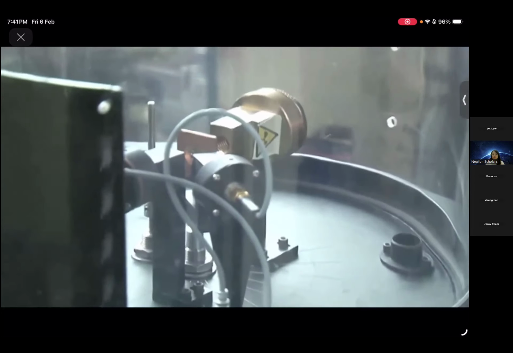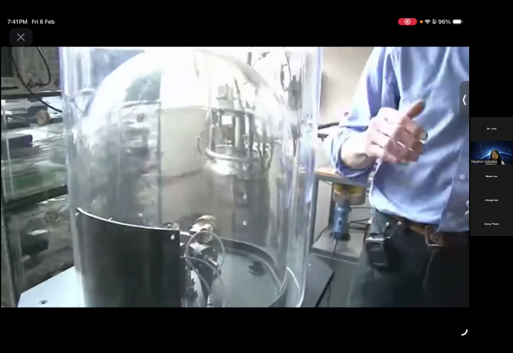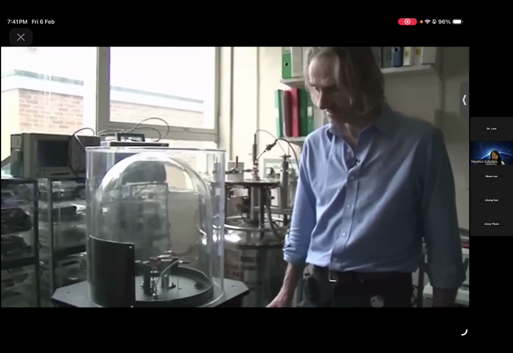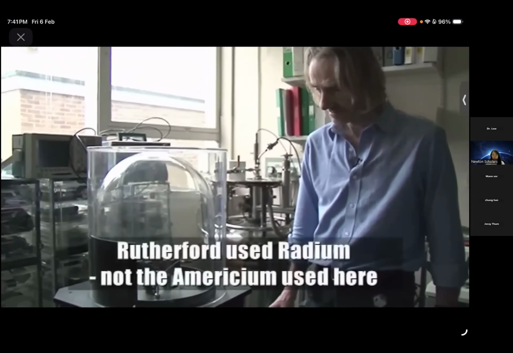So in a century, we've come from an apparatus that would fit on the desk, that was at the cutting edge of physics, to the Large Hadron Collider, which is 27 kilometres in circumference.